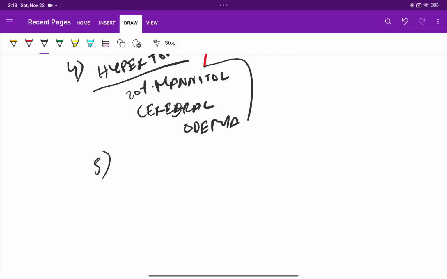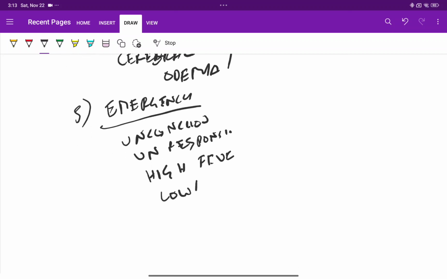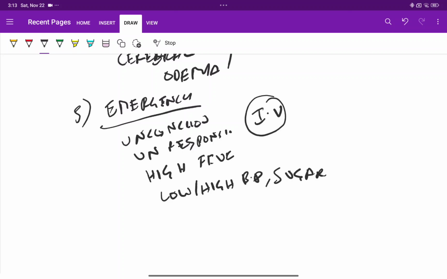and it is the parenteral route of choice for emergency procedures. Example, patient is unconscious, unresponsive. Okay, then there is high fever, low or high blood pressure, sugars. Okay, in all these emergency conditions, IV is the route of choice.